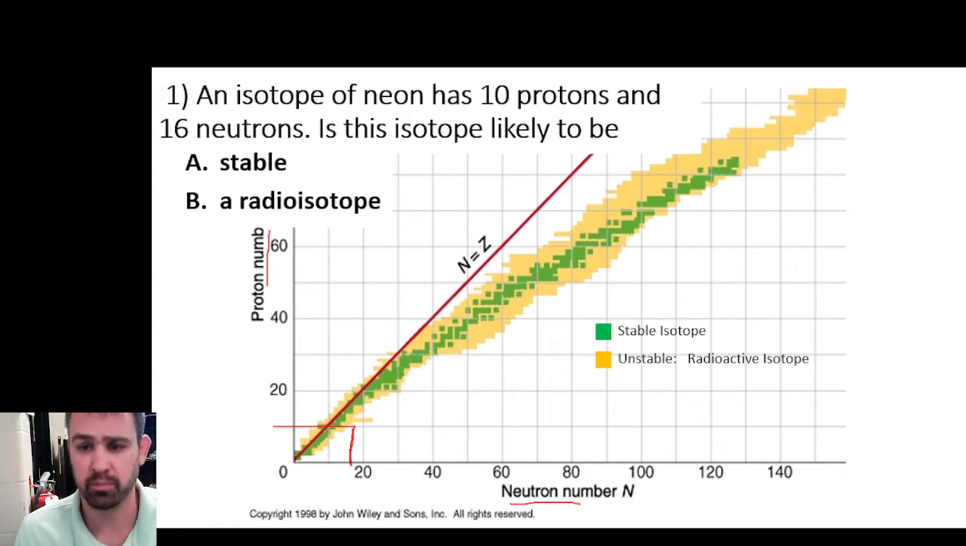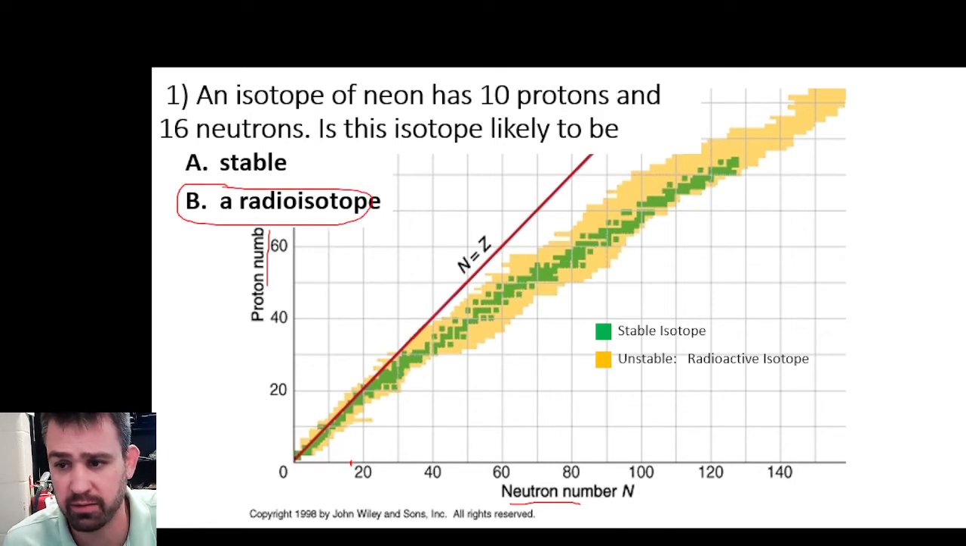what is that most likely going to be? If I have to pick one of these two, a radioisotope, which is unstable, or is it going to be stable? My answer is going to be this, because it does not fall within that green line, that green sliver throughout the middle of the graph.